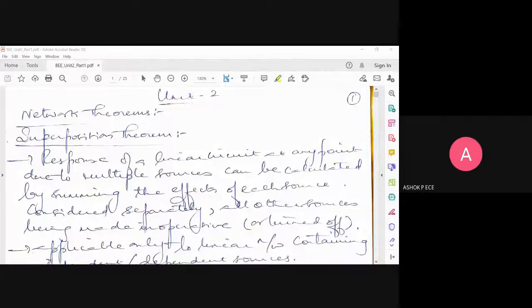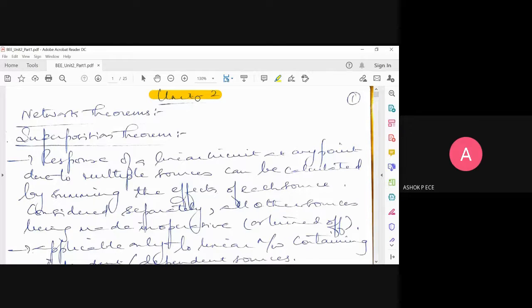So we have seen that in Unit 1, and Unit 2 is quite interesting. We are going to see some important network theorems. What is the purpose of studying these theorems? These theorems make your circuit analysis very, very simple. They simplify your circuit. When you analyze a circuit, instead of applying the conventional method, if you apply theorems, then your circuit simplification becomes even faster.